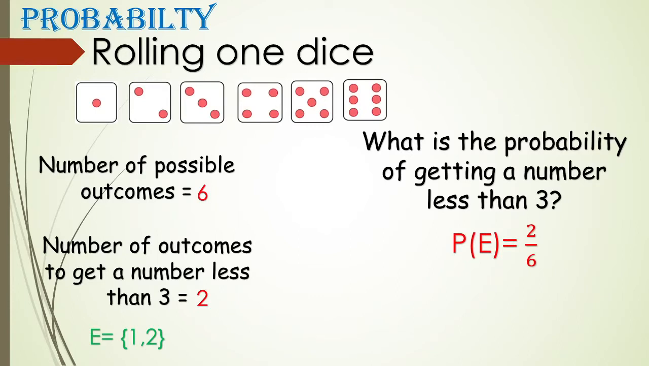2 over 6, correct. So this is your numerator, this is your denominator. And reduce, yes, it can still be reduced. What's the reduced form? 1/3, that's correct. Divided by 2, both numerator and denominator, to get 1/3.